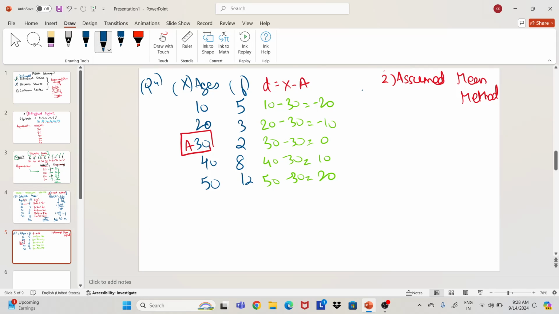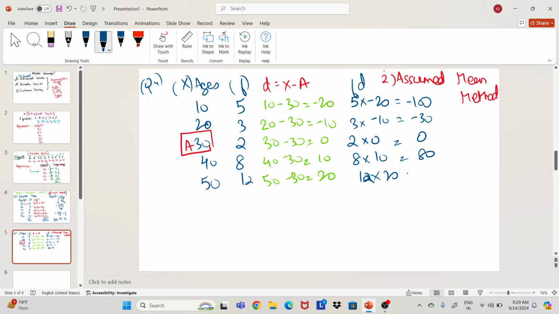Now we need to calculate fd. Fd is nothing but multiplication of f into d. That is 5 into minus 20, 3 into minus 10, 2 into 0, 8 into 10, and 12 into 20. So this would be minus 100, this would be minus 30, this would be 0, this is 80, and this is 240. Now we have calculated fd.